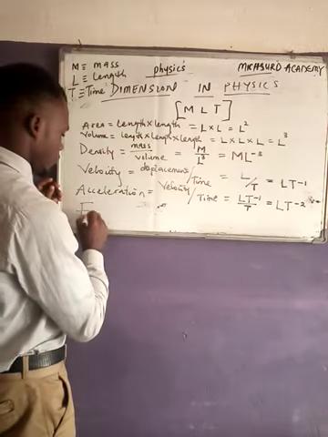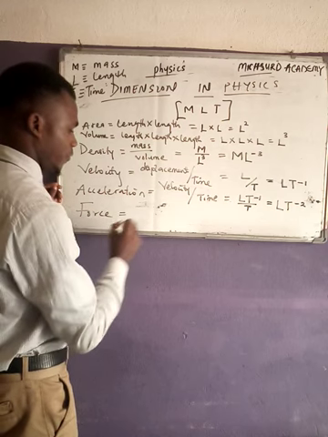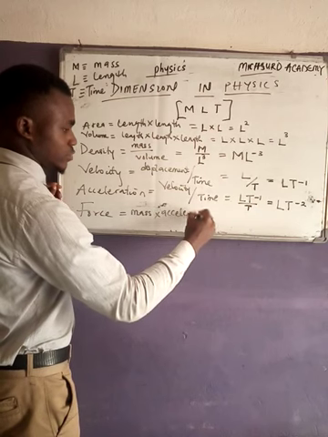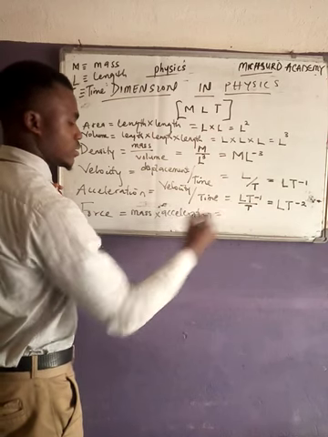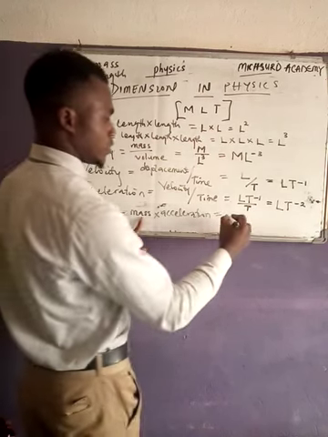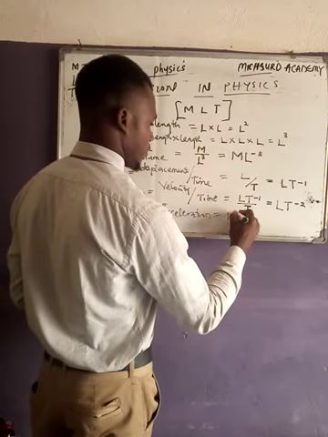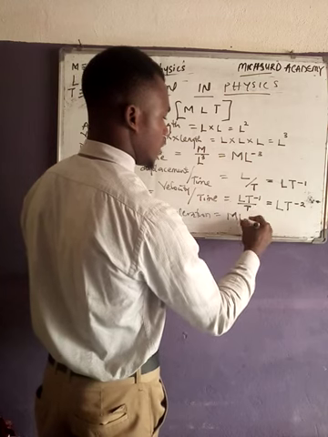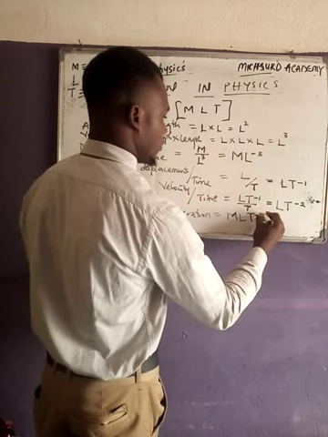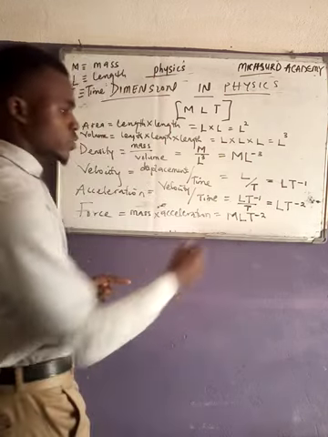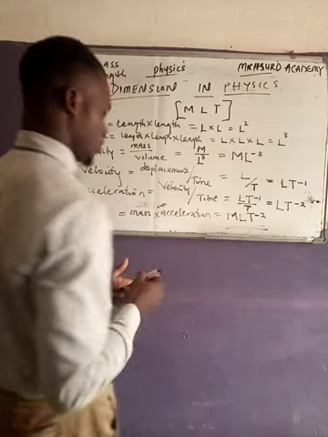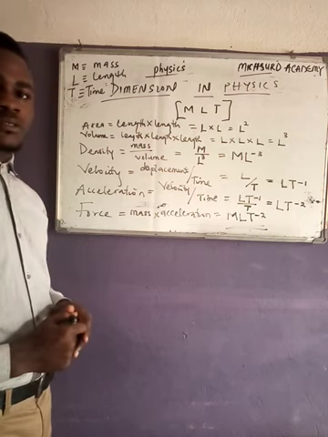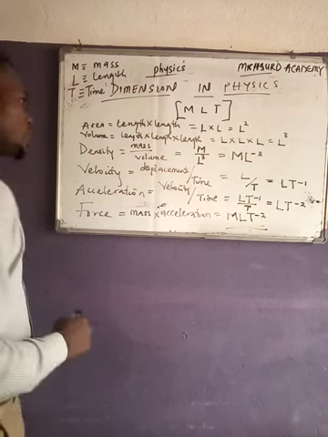Alright, let's take force as another example. Force is mass times acceleration. Mass has dimension capital M, then our acceleration we have gotten as L T raised to power minus 2. So the whole of this gives us the dimension for force. Okay, so let's take more examples.